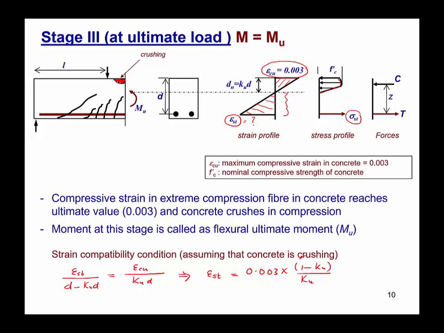So using the strain compatibility equation, we can find out the strain in the steel at the failure load, and here ku is again the neutral axis depth parameter, where ku is equal to the ratio of the neutral axis depth dn divided by the effective depth d.